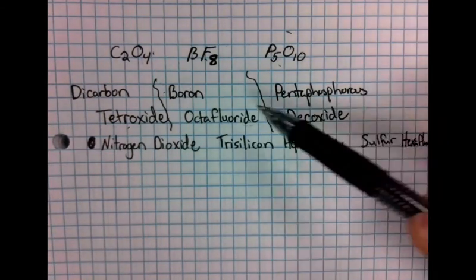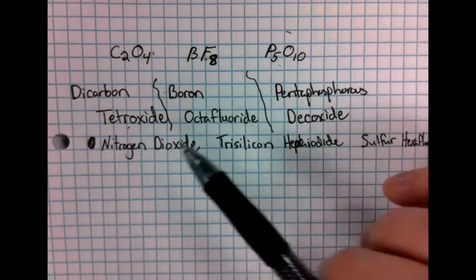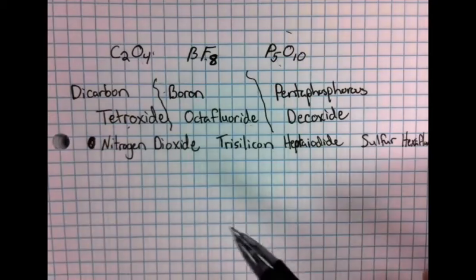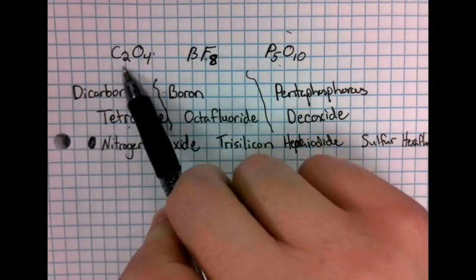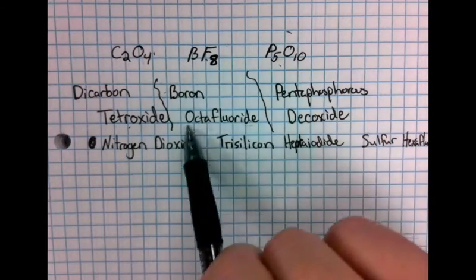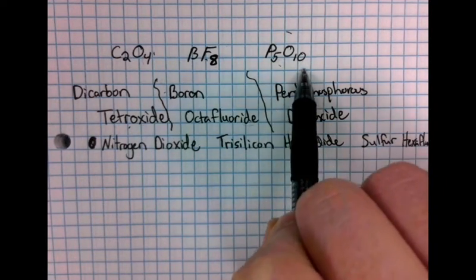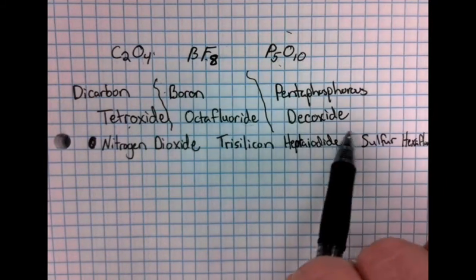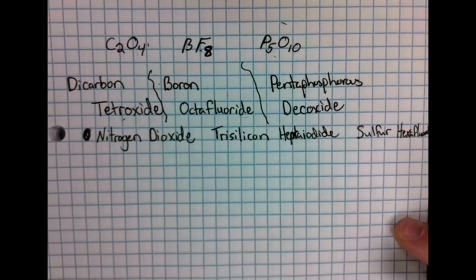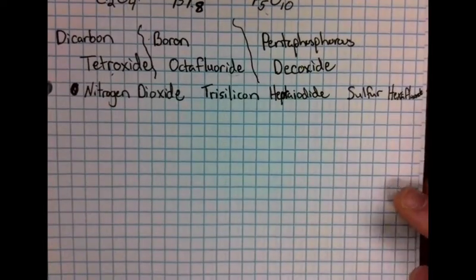Now, I wrote these separated from each other, but that's just because I'm trying to be paper efficient and not kill a whole lot of trees. But really, you would write this in one row. C2O4 is dicarbon tetroxide. BF8 is boron octafluoride. P5O10 is pentaphosphorus decoxide. Okay, and now we go the other direction, and the other direction is even easier.